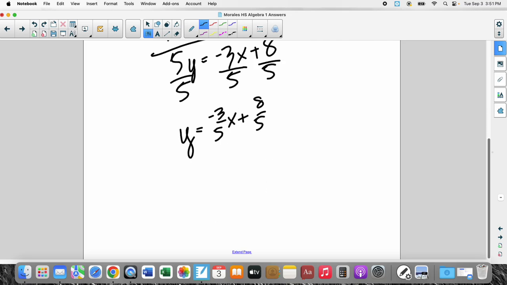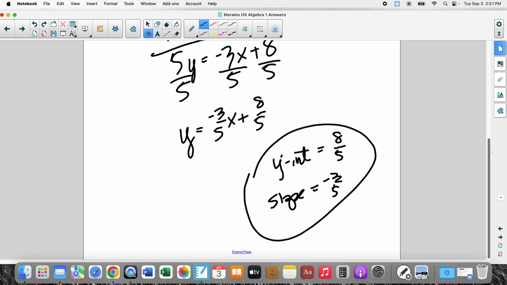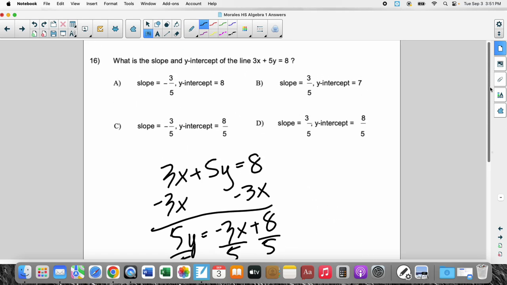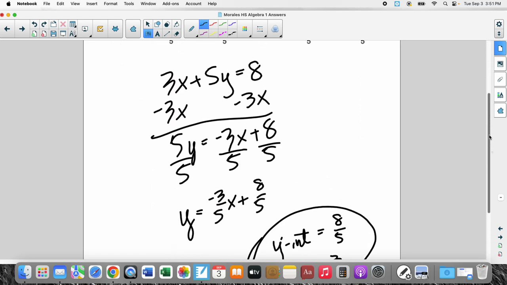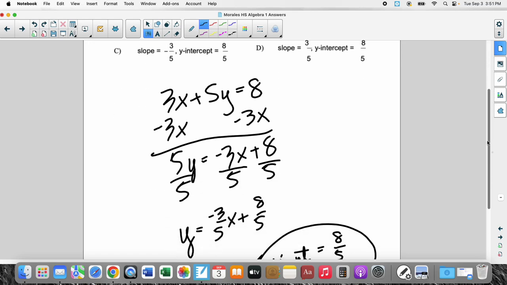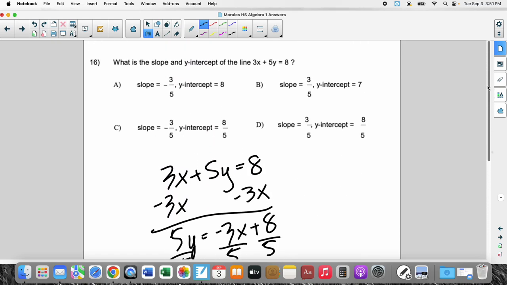And that means my y-intercept is 8/5, and my slope is equal to negative 3/5. So which one of those has that? Slope of negative 3/5, y-intercept 8/5. Negative 3/5, so that is C.